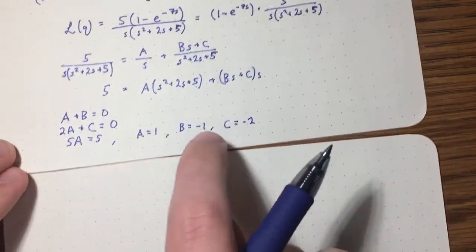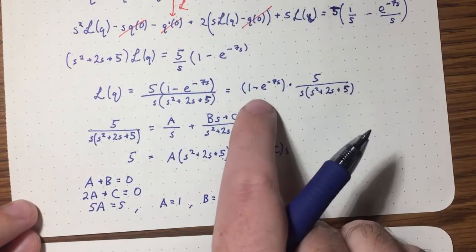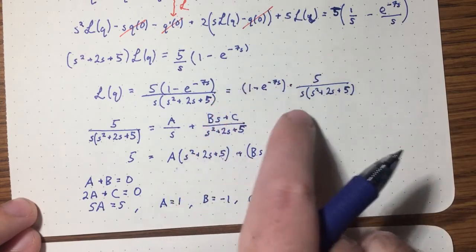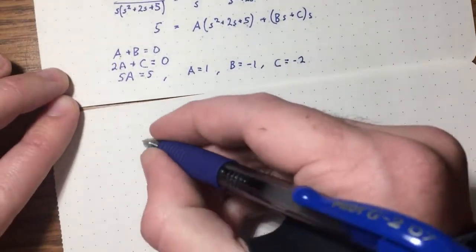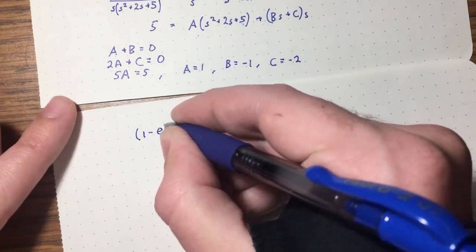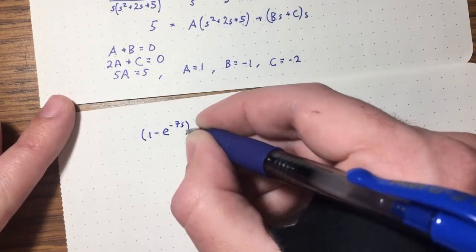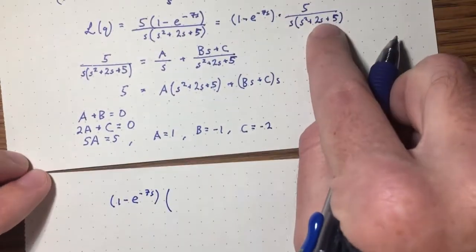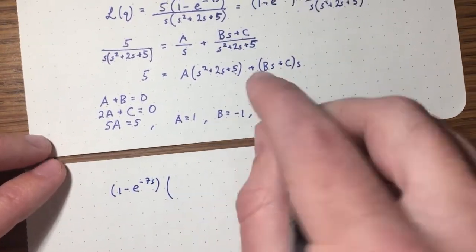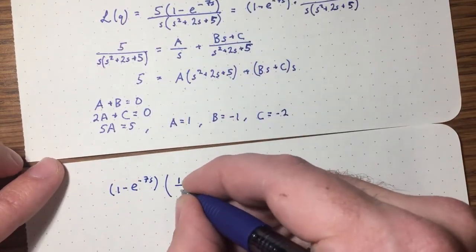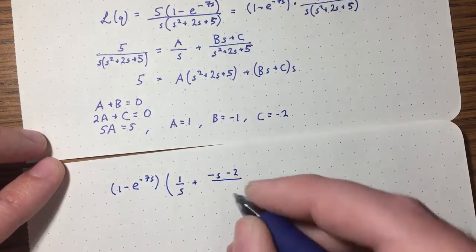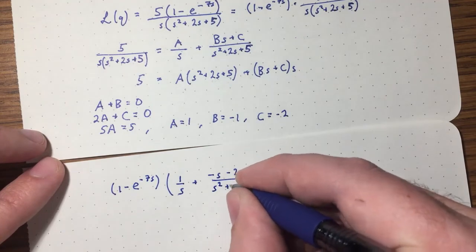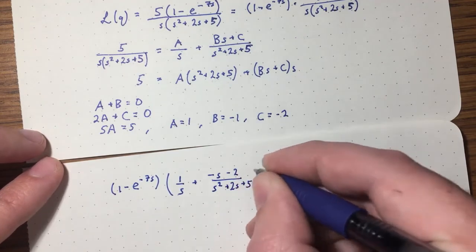So, where are we? This is our function. This is a Laplace transform of our solution. So I'm just going to rewrite that: 1 minus e to the minus 7s. But now I can rewrite this fraction as a sum of two simpler fractions. So it's 1 over s plus minus s minus 2 over s squared plus 2s plus 5. That's what we just found.